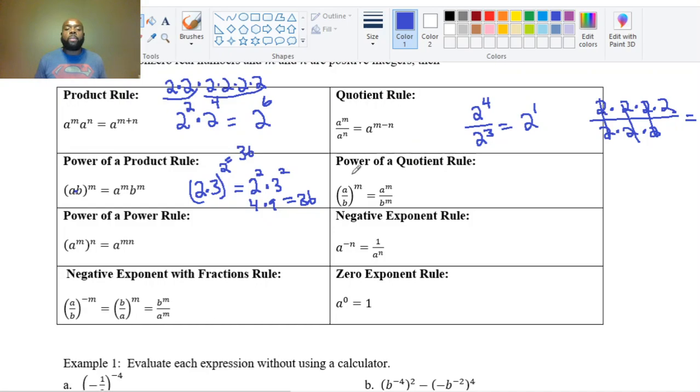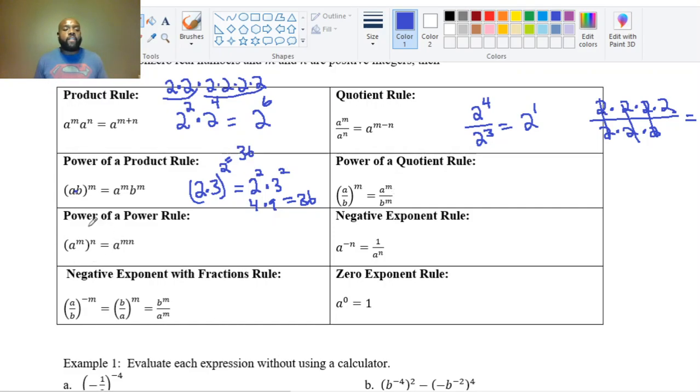A similar rule with the power of a product. If there's a division, the power of a quotient rule, we have a division here raised to a single exponent, then you can take that exponent and apply it separately to the numerator and the denominator.